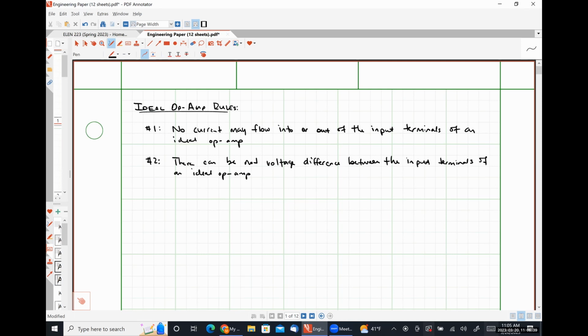So rule number one comes about because we are considering an ideal op-amp to have an infinitely large input resistance. So we're effectively seeing an open circuit when we look into the input terminals. No current can flow. That's fairly straightforward. Rule number two, our voltage constraint, actually comes about from the fact that we have zero output resistance and an infinitely large open loop gain.